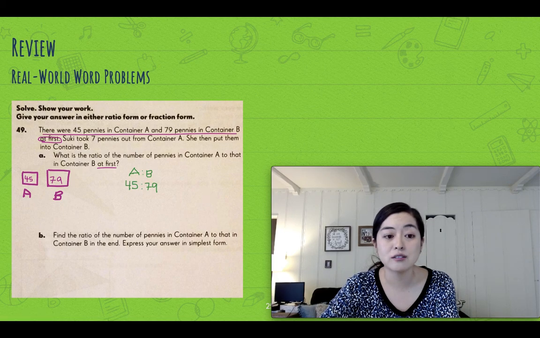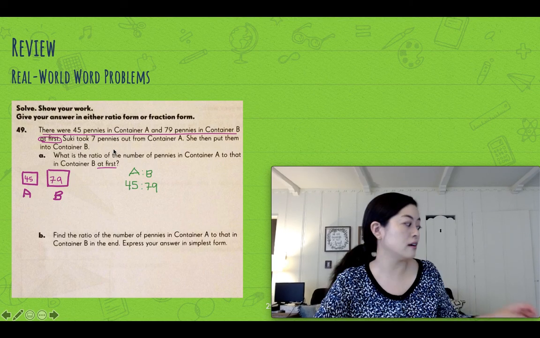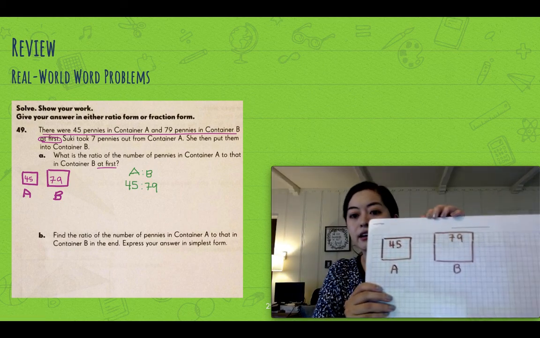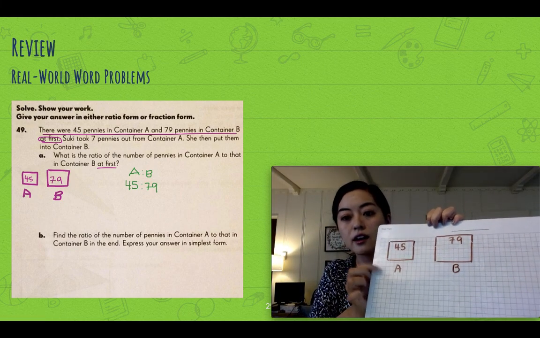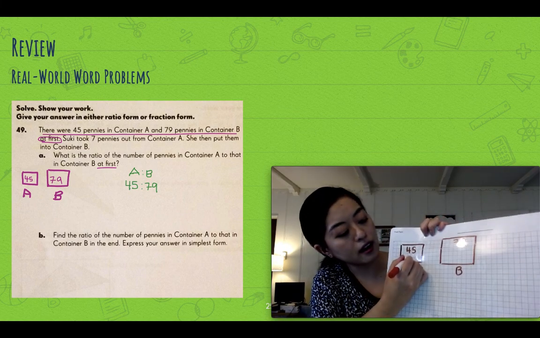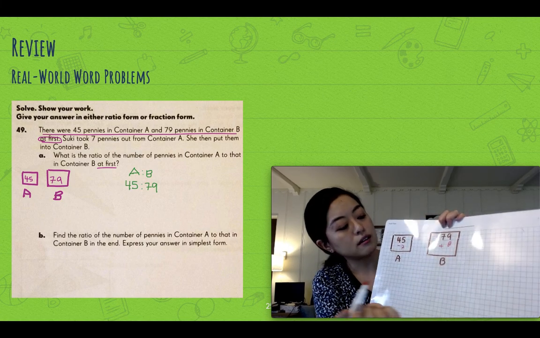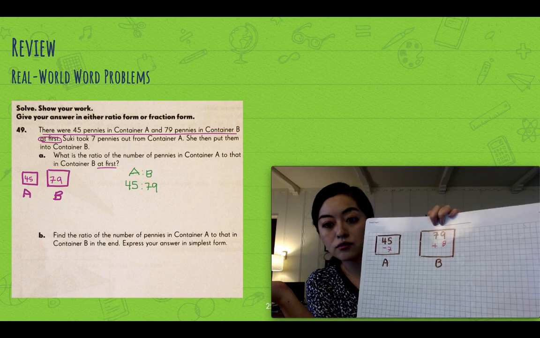Now let's look at B. It says find the ratio of the number of pennies in container A to that in container B in the end. So we have to see what's different in the end. Suki took 7 pennies out from container A. She then put them into container B. Originally she had 45 in A and 79 in B. Then she took away 7 from A and added them to B, like so.